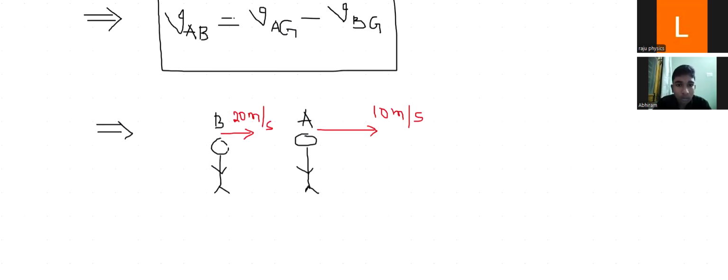So what is the speed of person A? 10 meters per second. What is the speed of person B? 20 meters per second. Now I will ask you one question. What is the relative velocity of A with respect to B? The formula is VA minus VB.